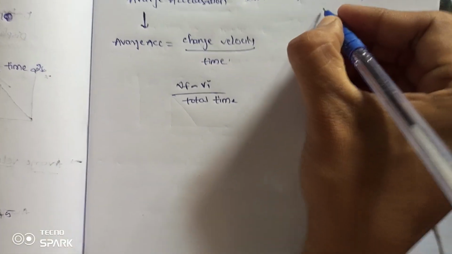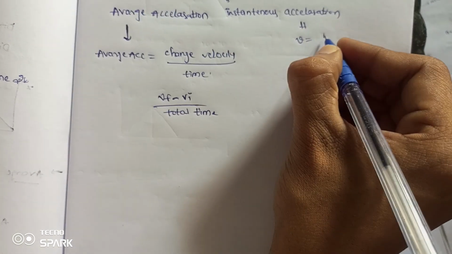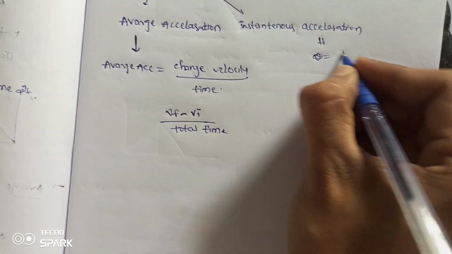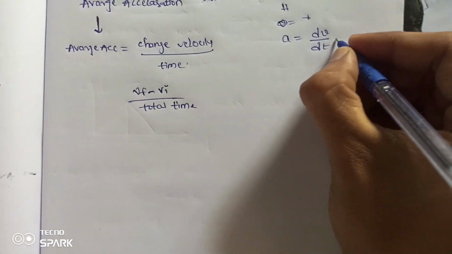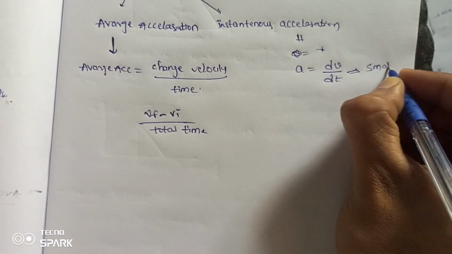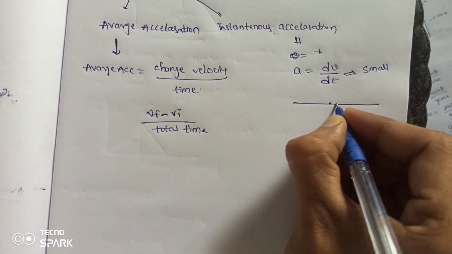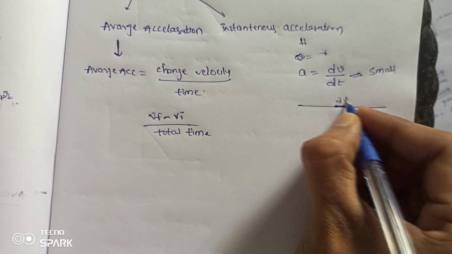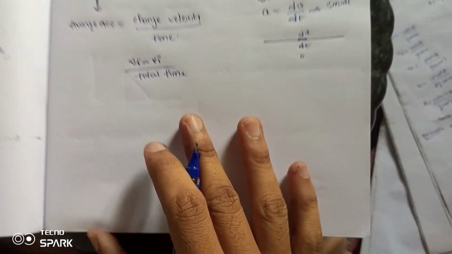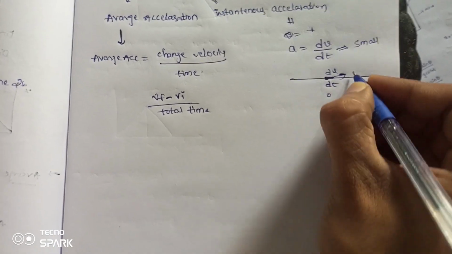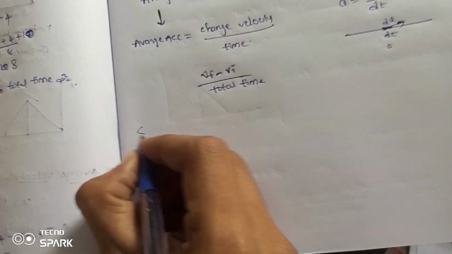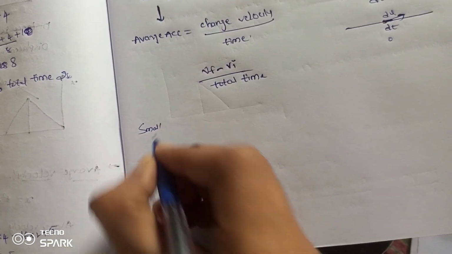And instantaneous acceleration is equal to change in velocity by change in time, where the time interval is very small, like 0.0001, very small, instantaneous. And average acceleration is explained by a small example.